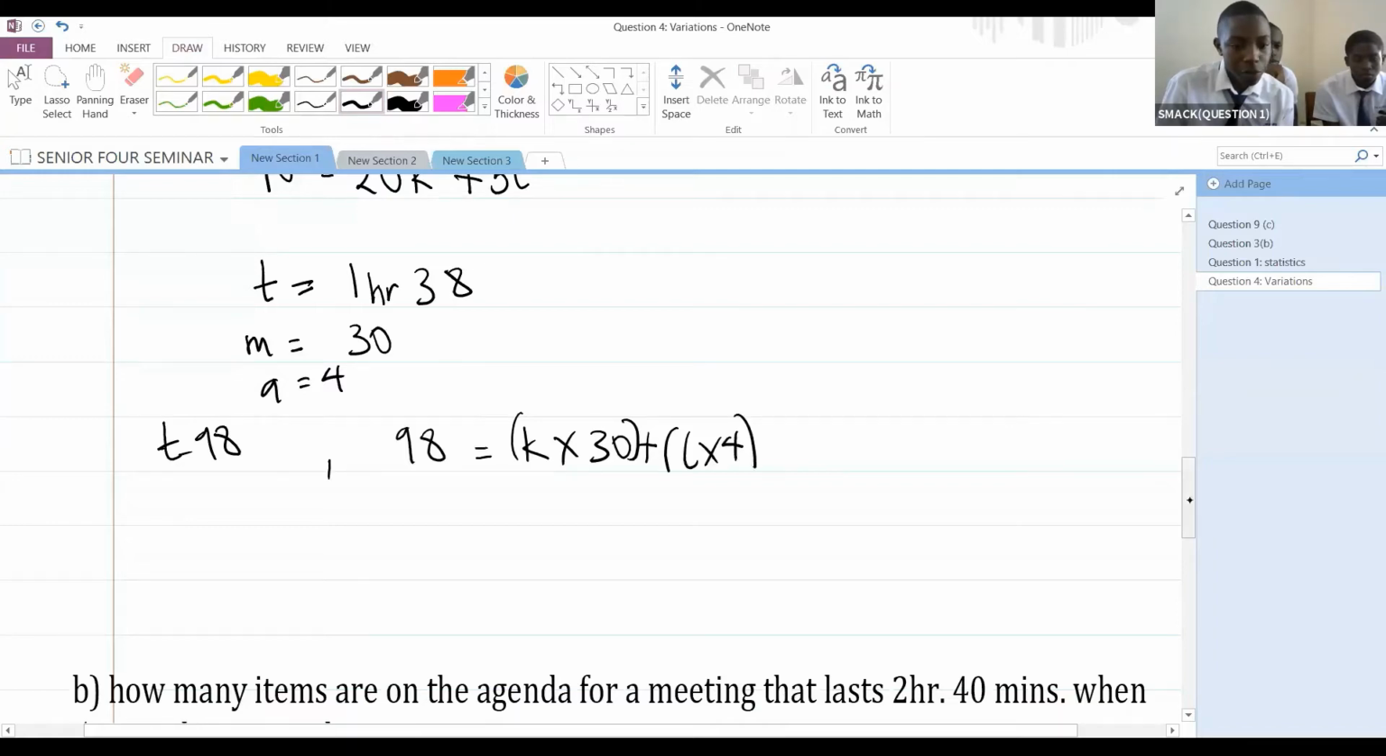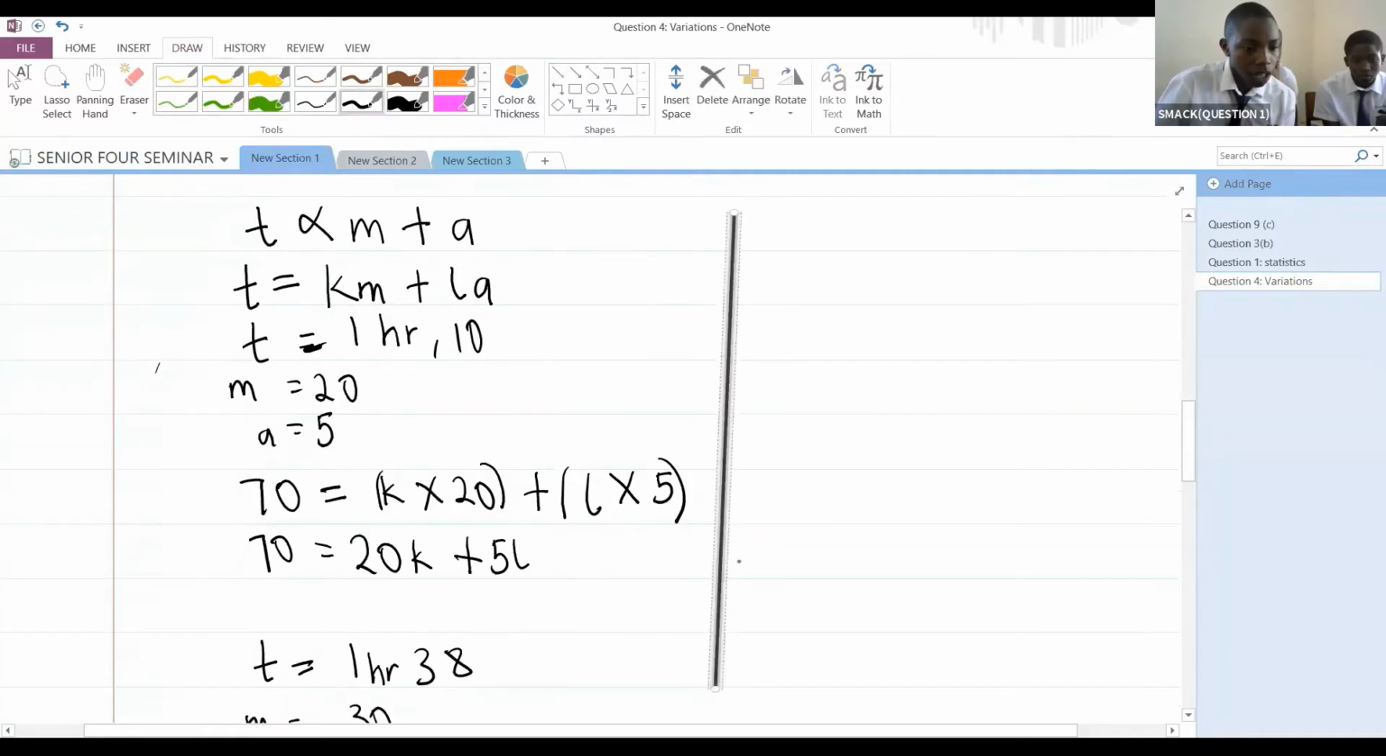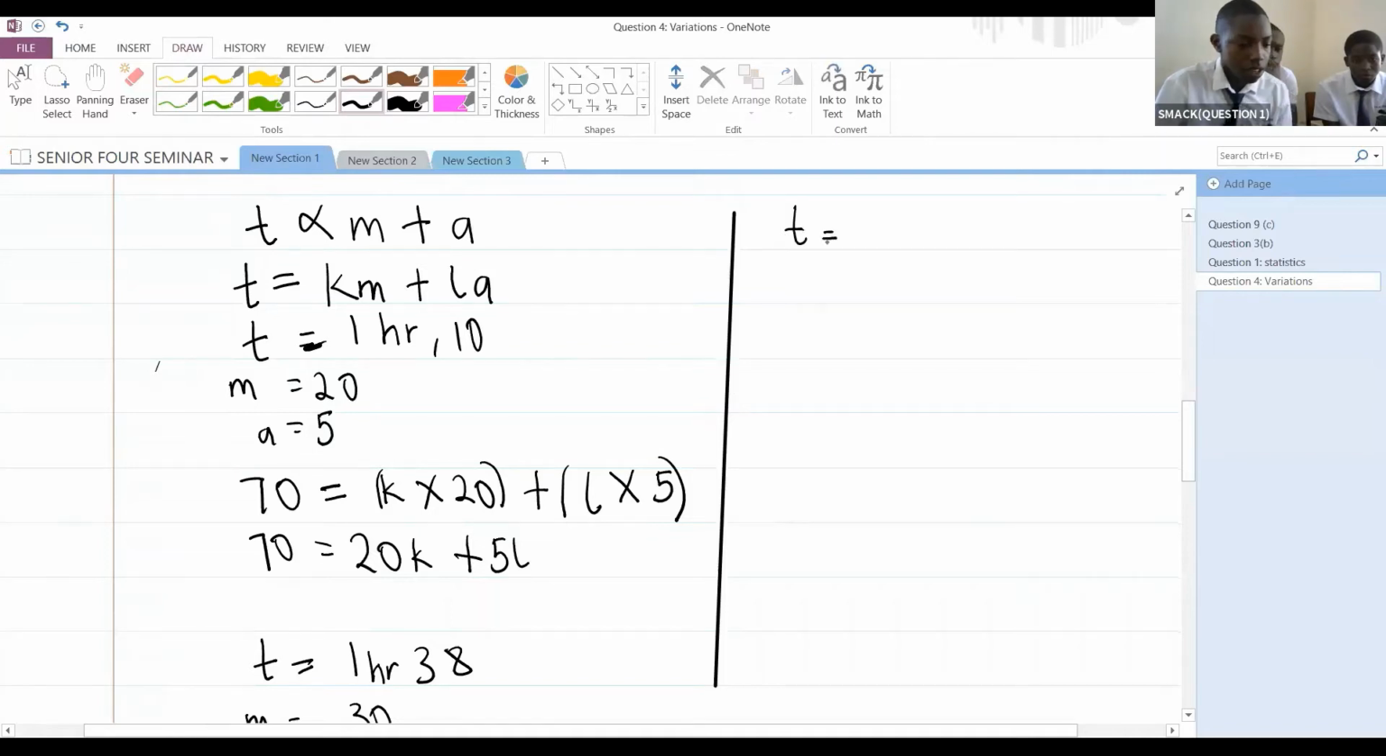Now I'm going to shift these equations to the same place, for you to see the relationship between them. Let me divide the page here. So now here we have 70 is equal to 20K plus 5L. Then the second equation is 98 is equal to 30K plus 4L. Now we need to solve the simultaneous equations here.